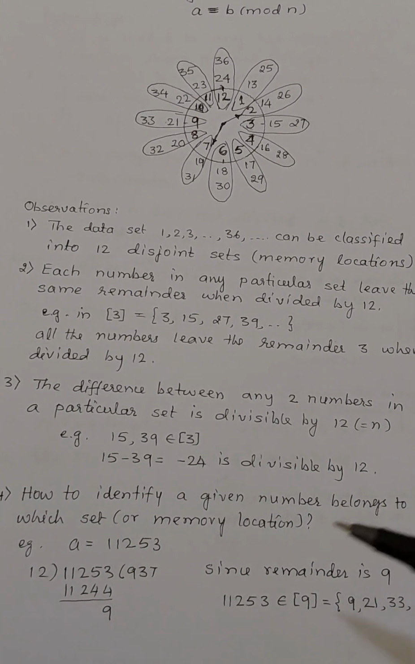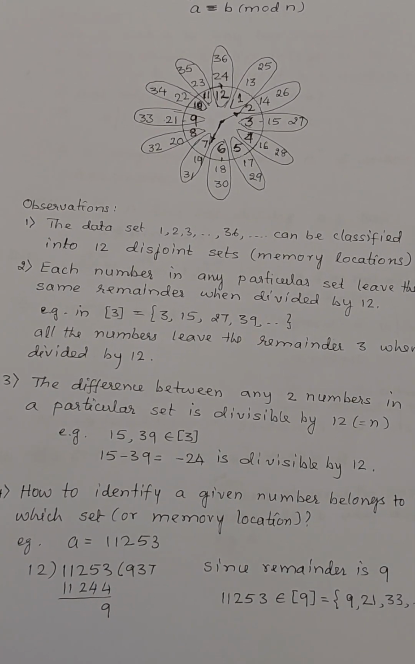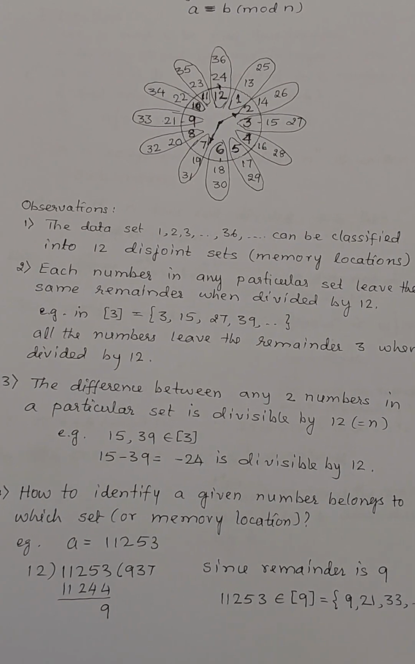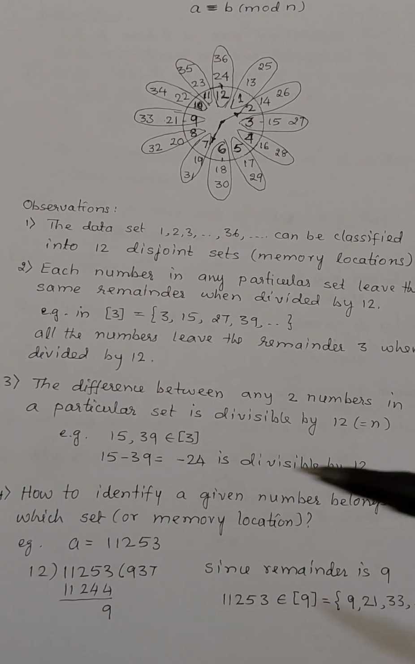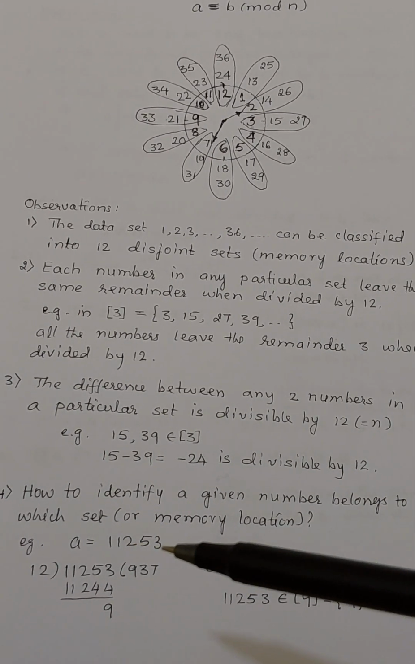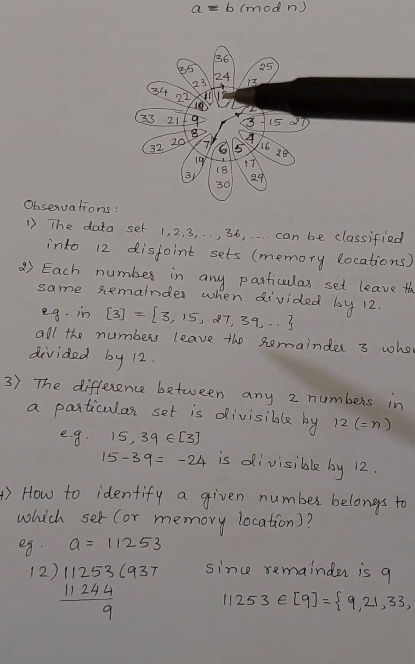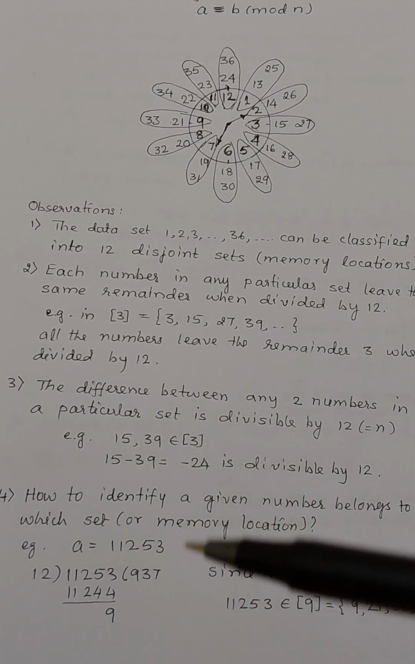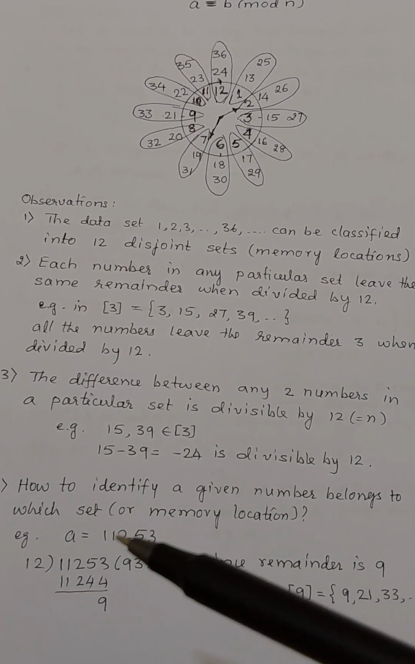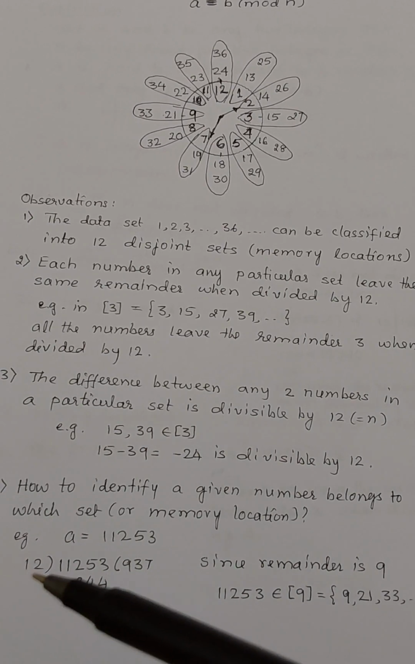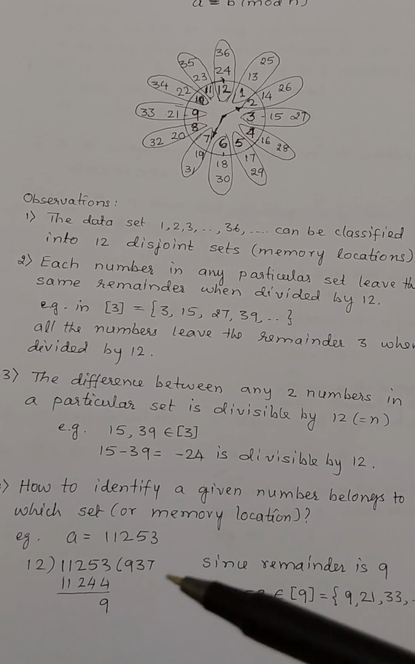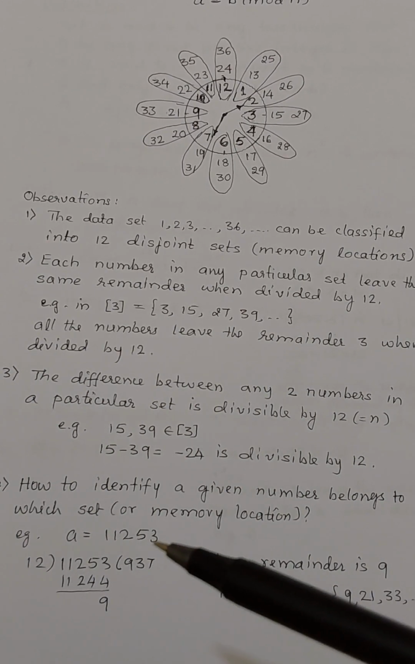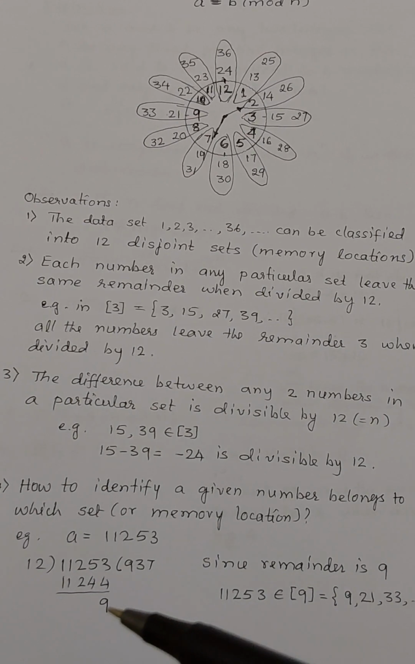Now suppose the data set represents bank account numbers or insurance policy numbers, and we want to retrieve the record pertaining to a particular policy number, say 11253. Then this number must have been classified in any one of these 12 memory locations. But how to identify this? The technique is that the number 11253 is divided by n, where n is 12, which leaves the remainder 9. So it means the number 11253 is congruent to 9.